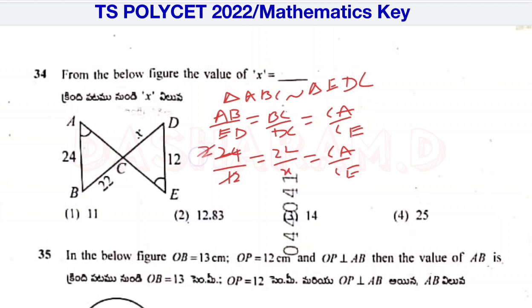12 ones are 12, 2 twos are 4, 2 elevens are 22, then 1 equals 11 by X, then X equals 11. Option 1 is correct.